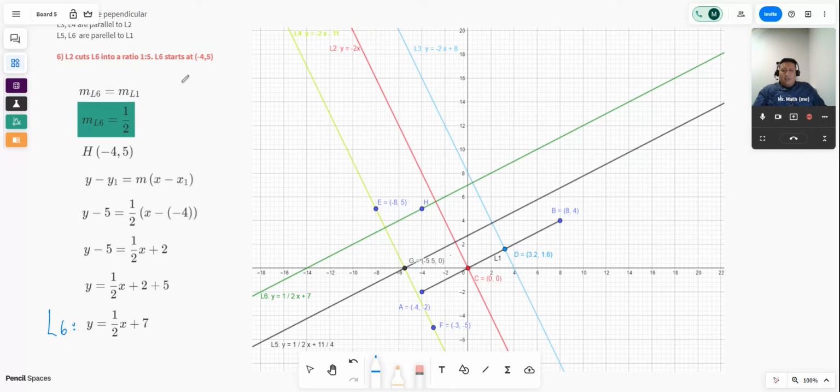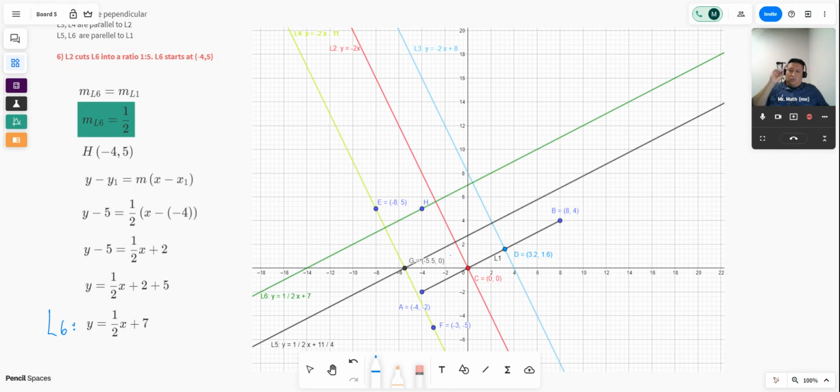Okay, let's go to the last one, line 6. For line 6, we have a point that starts at negative 4 and 5, which is this point H. We know that it's parallel to line 1, therefore it's going to have slope 1/2. We use the formula for the equation of the line, and we're finding that it is 1/2 x plus 7.